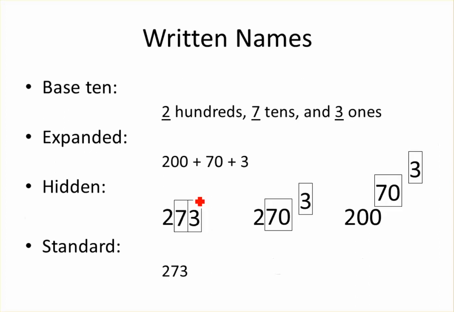Hidden written names are a neat way to help kids think about this. It looks like this, 273, and you have these cards. There's a 70 on this card and a 3 on this card, so you can remove the 3 and see, oh, that 7 is actually 70. Or you can remove the 70 and the 3 and see, oh, the 2 is actually 200. And then you put those cards back on, and altogether we have 273. And that can lead them to understanding the meaning of the standard notation. This isn't just 2, it's actually 200.